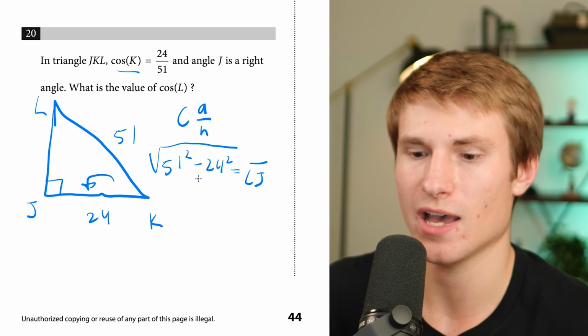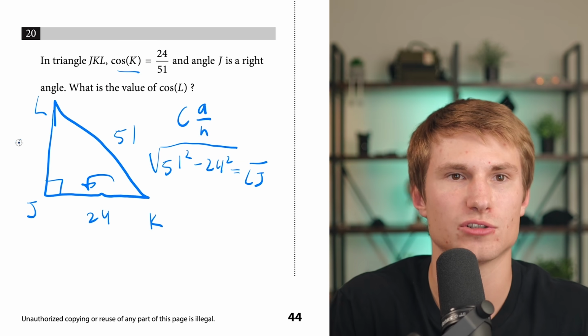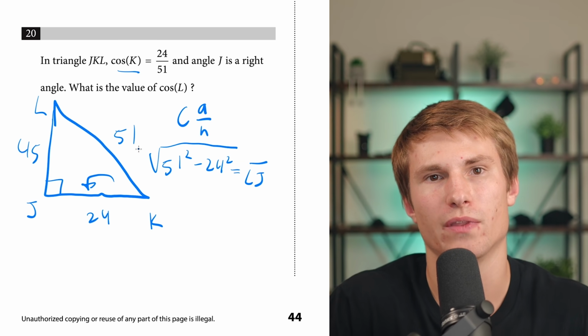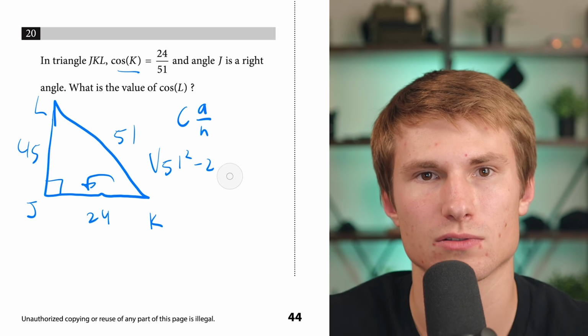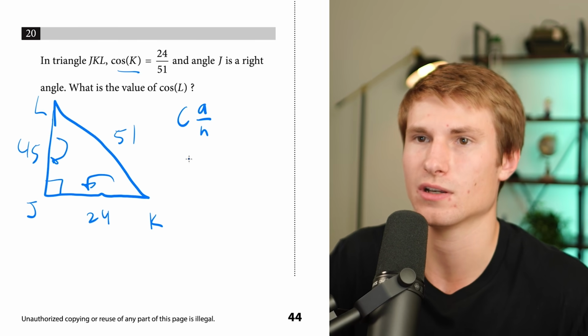Once we put that in our calculator, that is going to give us a value of 45 for LJ. So we have 45 here now. Now we're asked for the value of cosine of L. So we can go ahead and have the adjacent, which is 45, over our hypotenuse of 51.